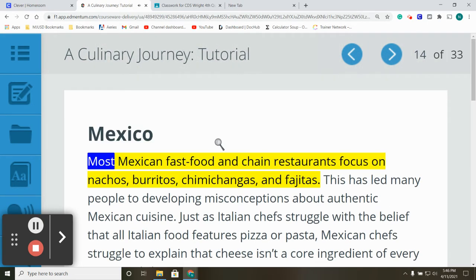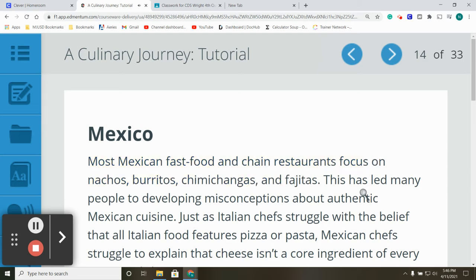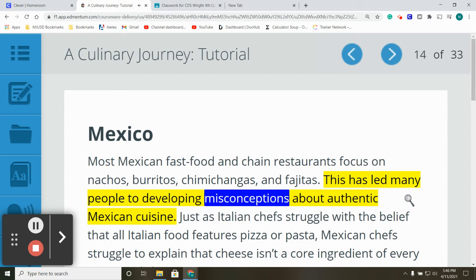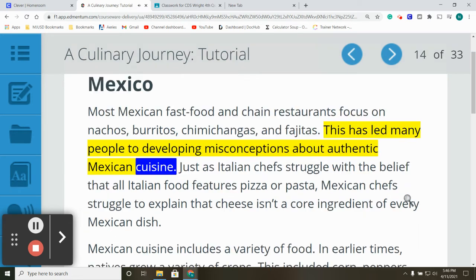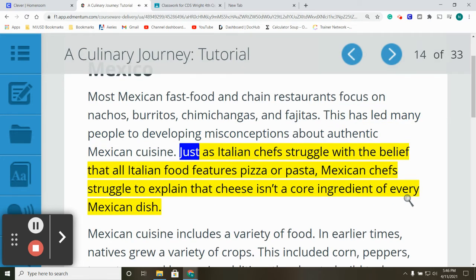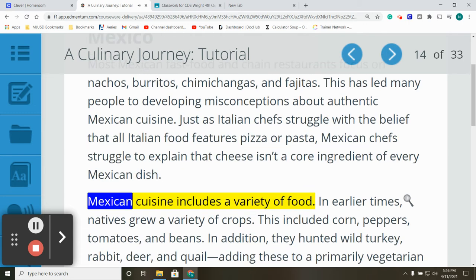Mexico. Most Mexican fast food and chain restaurants focus on nachos, burritos, chimichangas, and fajitas. This has led many people to developing misconceptions about authentic Mexican cuisine. Just as Italian chefs struggle with the belief that all Italian food features pizza or pasta, Mexican chefs struggle to explain that cheese isn't a core ingredient of every Mexican dish.